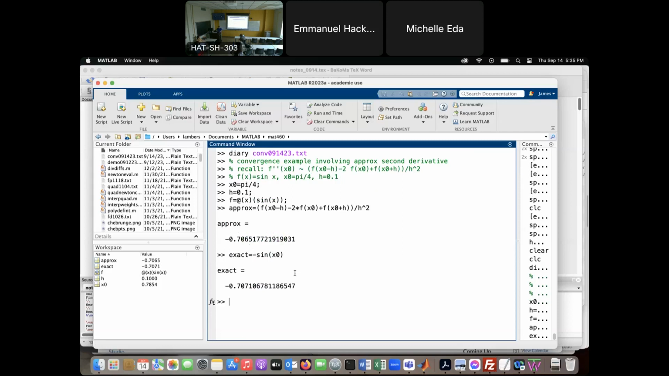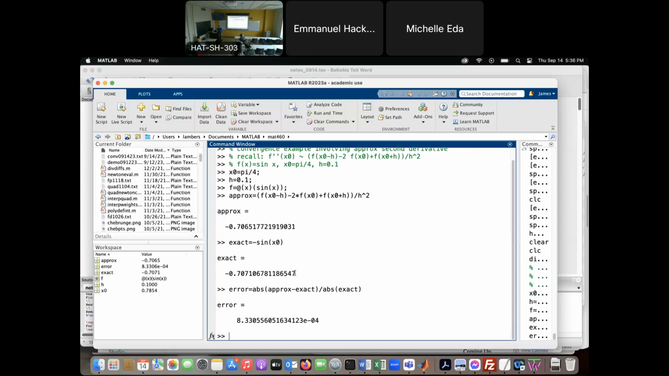So to get the error, this is a concept from the previous section, relative error. I'll use absolute value, because we only care about the magnitude of the error. So it's the absolute value of the approximation minus the exact, over the absolute value of the exact. And let's see what we get. So our error is a reasonably small number, 8 times 10 to the minus 4. That's what this scientific notation format means.